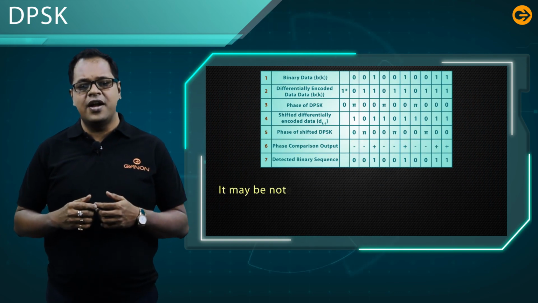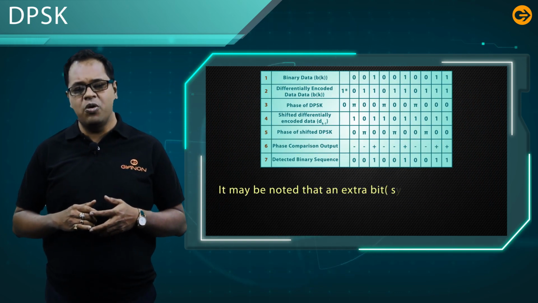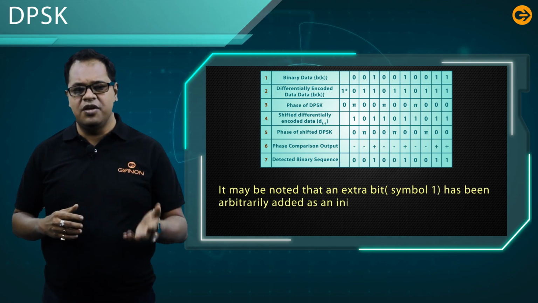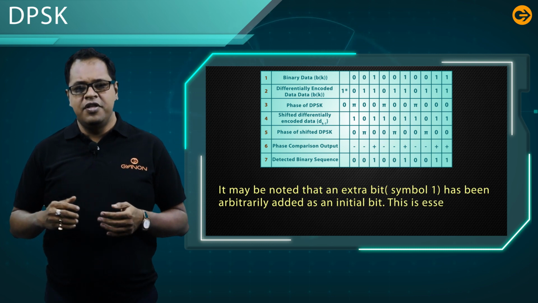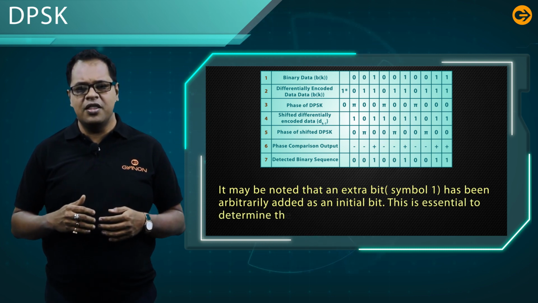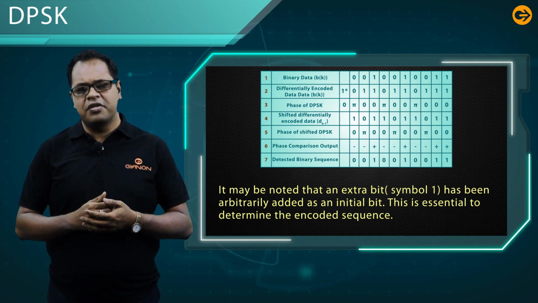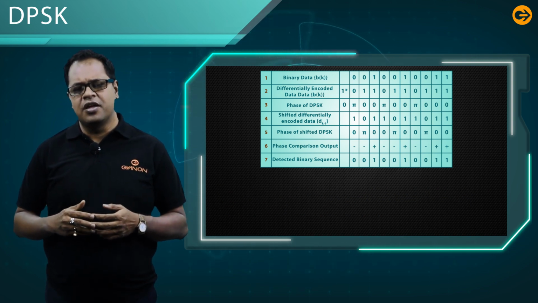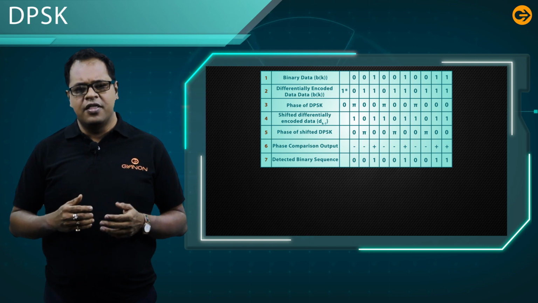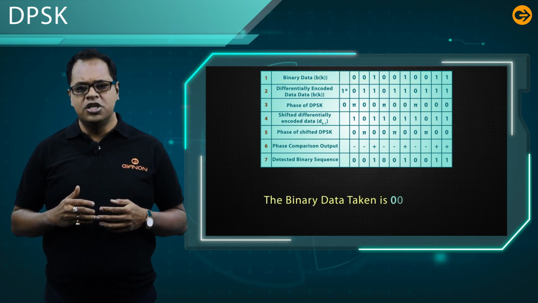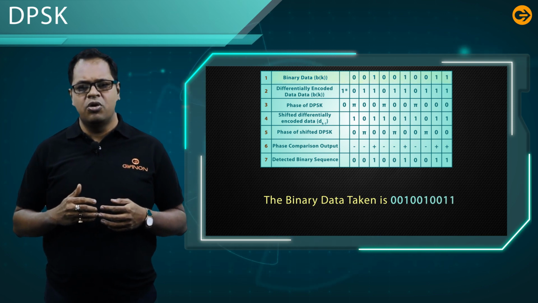It may be noted that an extra bit, symbol 1, has been arbitrarily added as an initial bit. This is essential to determine the encoded sequence. Now let us discuss the algorithm of DPSK. First of all, the binary data taken is 0, 0, 1, 0, 0, 1, 0, 0, 1, 1.